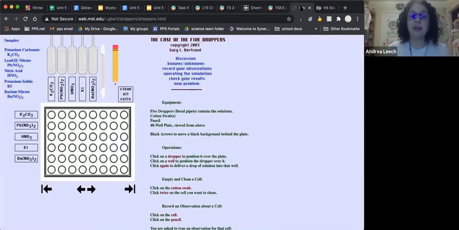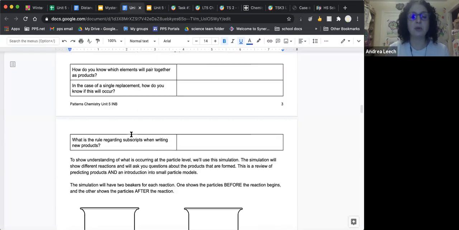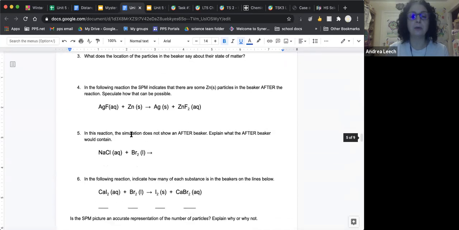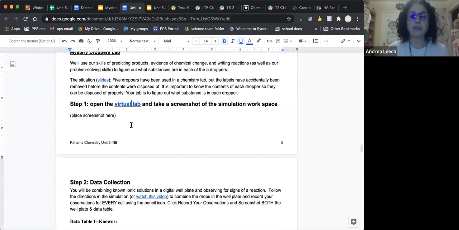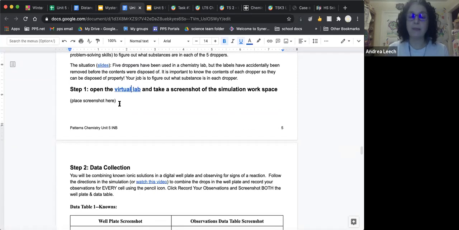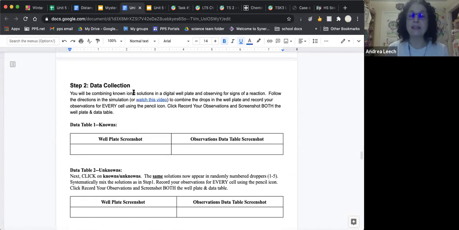But what you're going to do in this is, let me pull up the interactive notebook and get down to where that is in here. So in the mystery droppers lab, here's the link to the virtual lab that you're doing. And it has the link to the video if you want to give it to them as an asynchronous lab. Most people, the video is very comprehensive. I felt like it was really easy to understand, and the students who have gone through it have understood it fairly well. So I think that you could just have them do that.